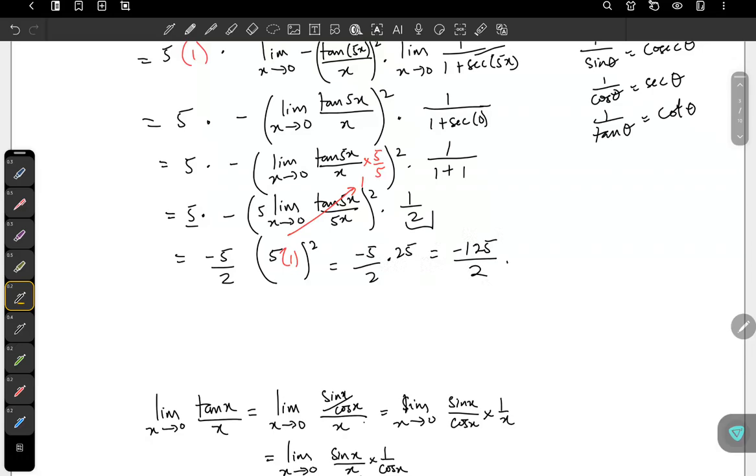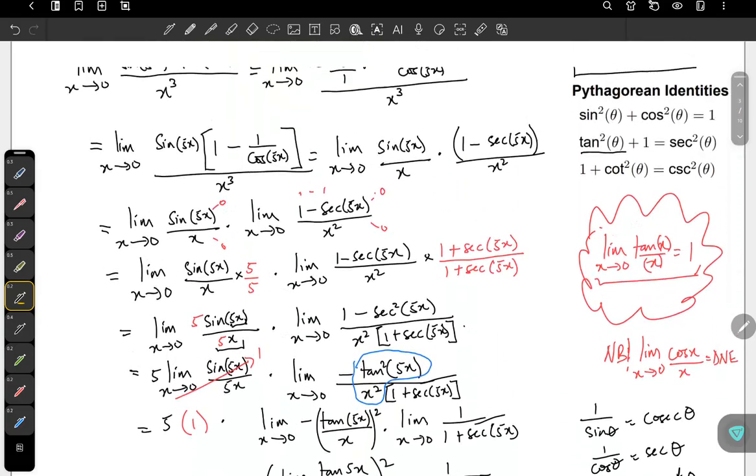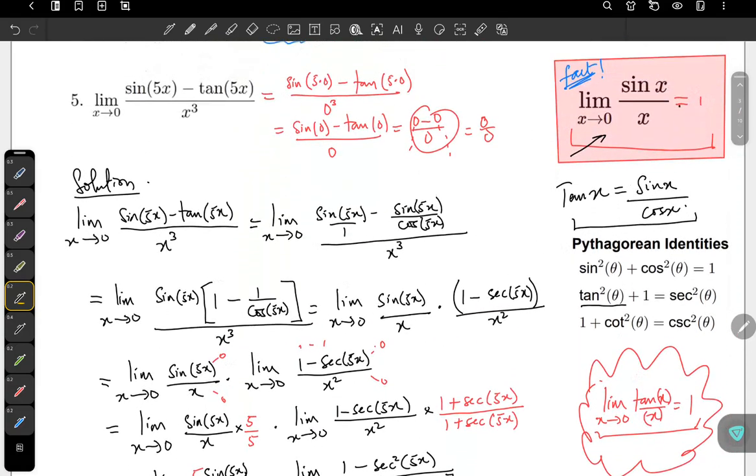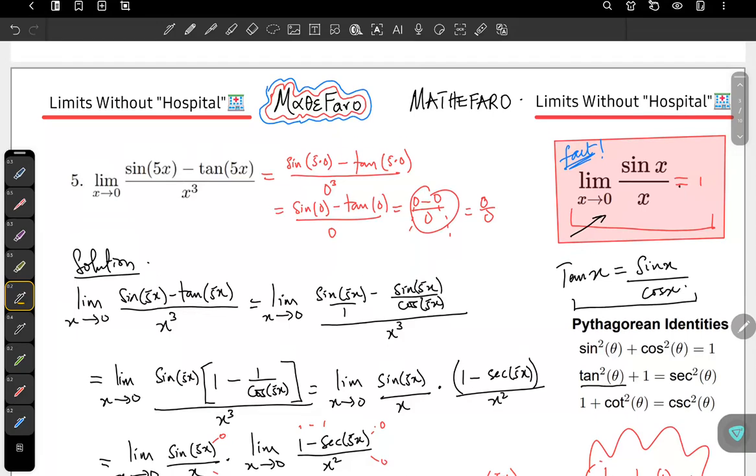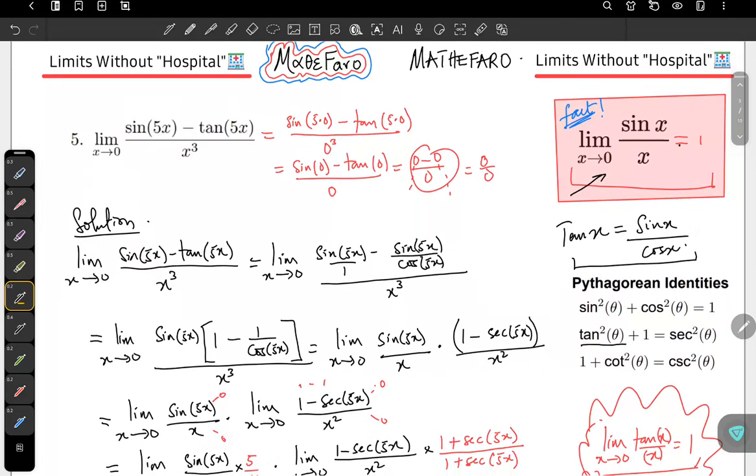Phew. And with that, we've come to the end of the problem. What we have achieved is being able to evaluate this limit without the use of L'Hopital's rule.